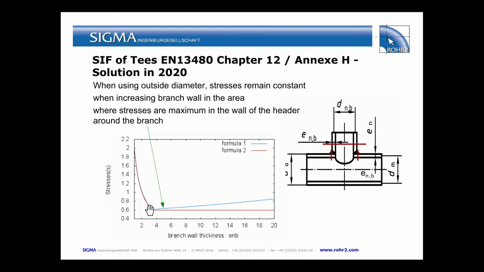decreasing with an increase of wall thickness, and once the branch is no longer the critical section, it's the run, then the stresses remain the same if you increase the wall thickness inside of the branch. That has no effect on the stresses, and that is more realistic.